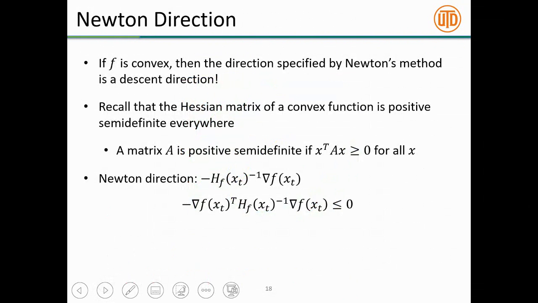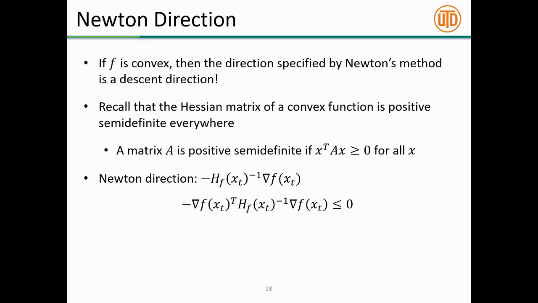It turns out that the negative of the inverse of the Hessian matrix times the gradient actually is a descent direction when f is a convex function. So remember what that means: if it corresponds to a descent direction, it means that we're guaranteed that if we take a small enough step in that direction, the function will decrease.